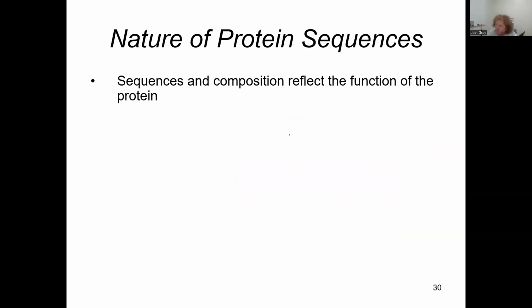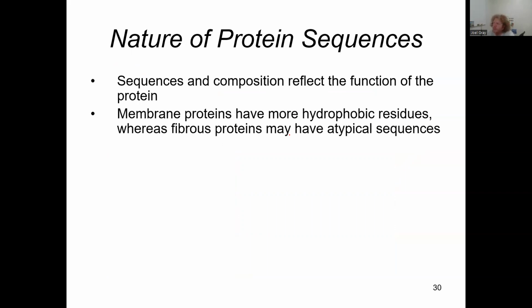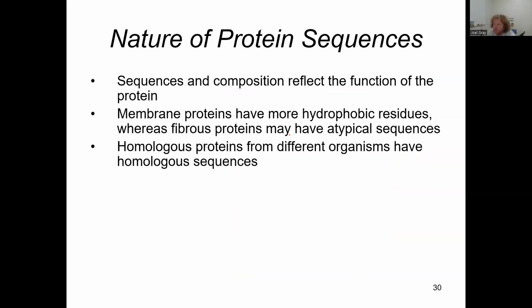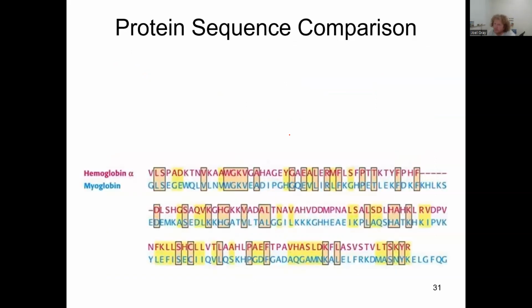Getting the primary structure of the protein is very important. Sequences and composition reflect the function of the protein. Membrane proteins have more hydrophobic residues, whereas fibrous proteins have atypical sequences. Homologous proteins from different organisms have homologous sequences.